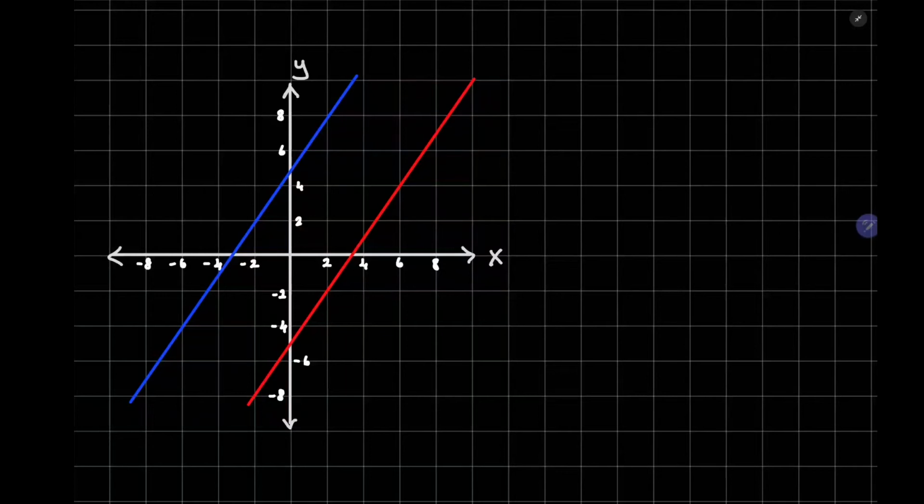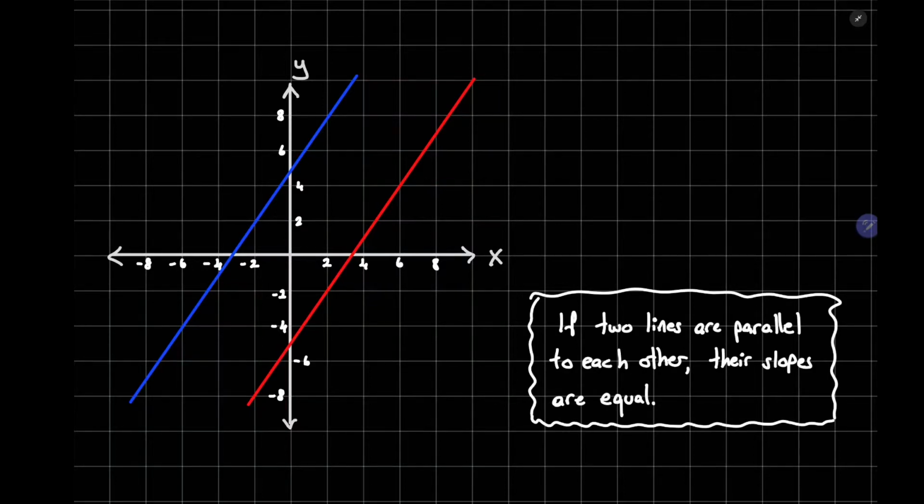In this video, we will analyze parallel lines and the relation between parallel lines. So first, let's give you the rule. If two lines are parallel to each other, their slopes are equal. Now let's observe this in our example.